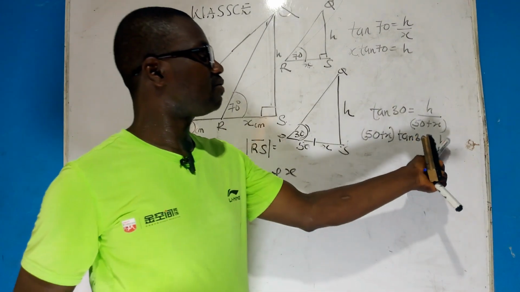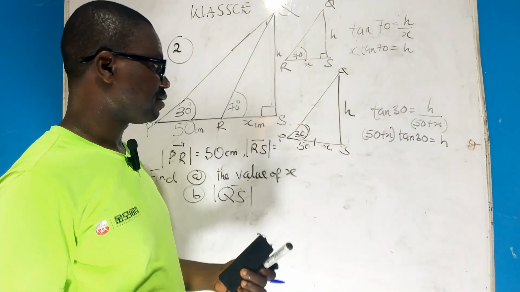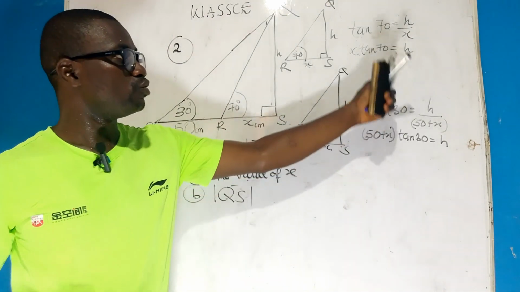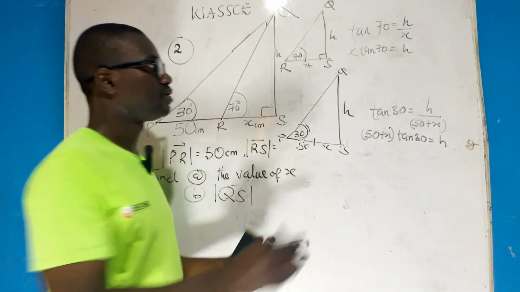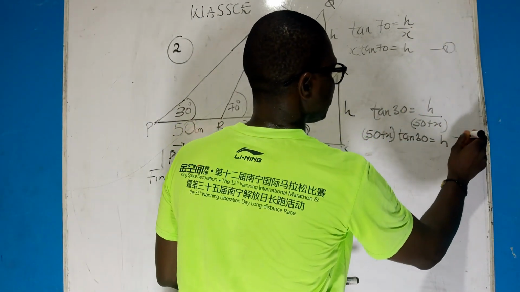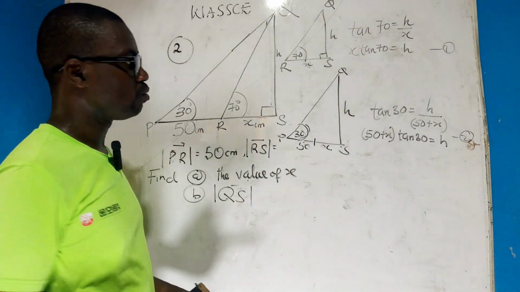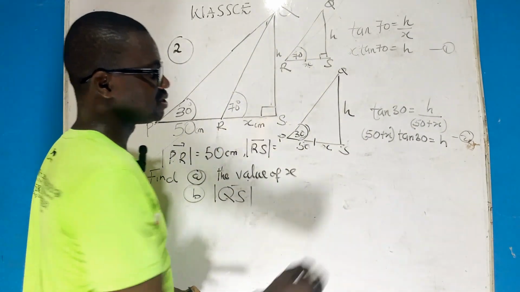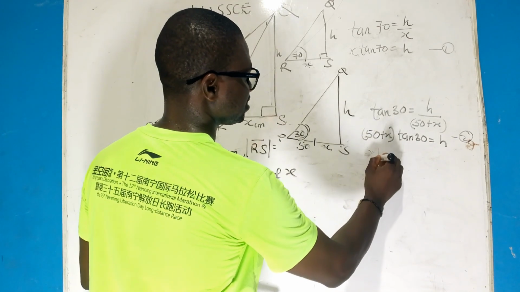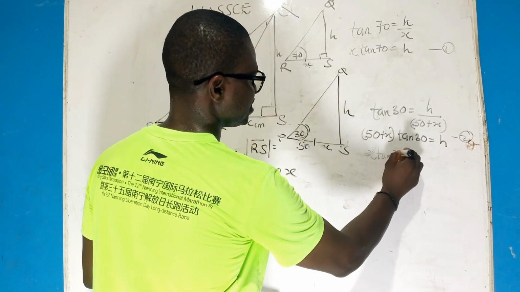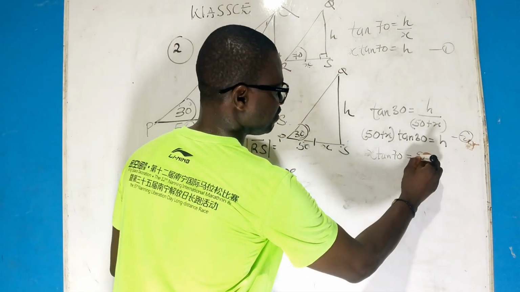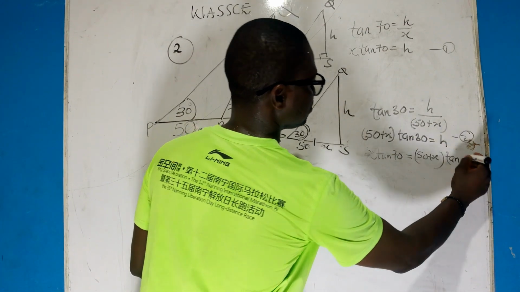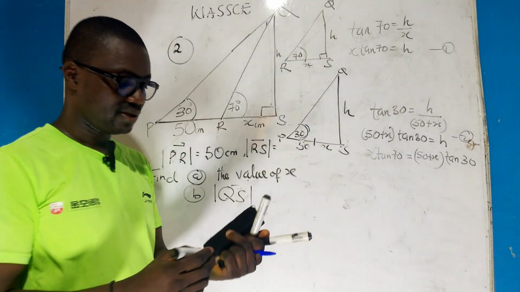Now I realize that we have these two h. So we can compare these two relations, the first equation, equation 1, and then the second equation, equation 2. Comparing means we equate this side. H and H will cancel, so we equate x tan 70 is equal to 50 plus x tan 30. Okay, so that is it.